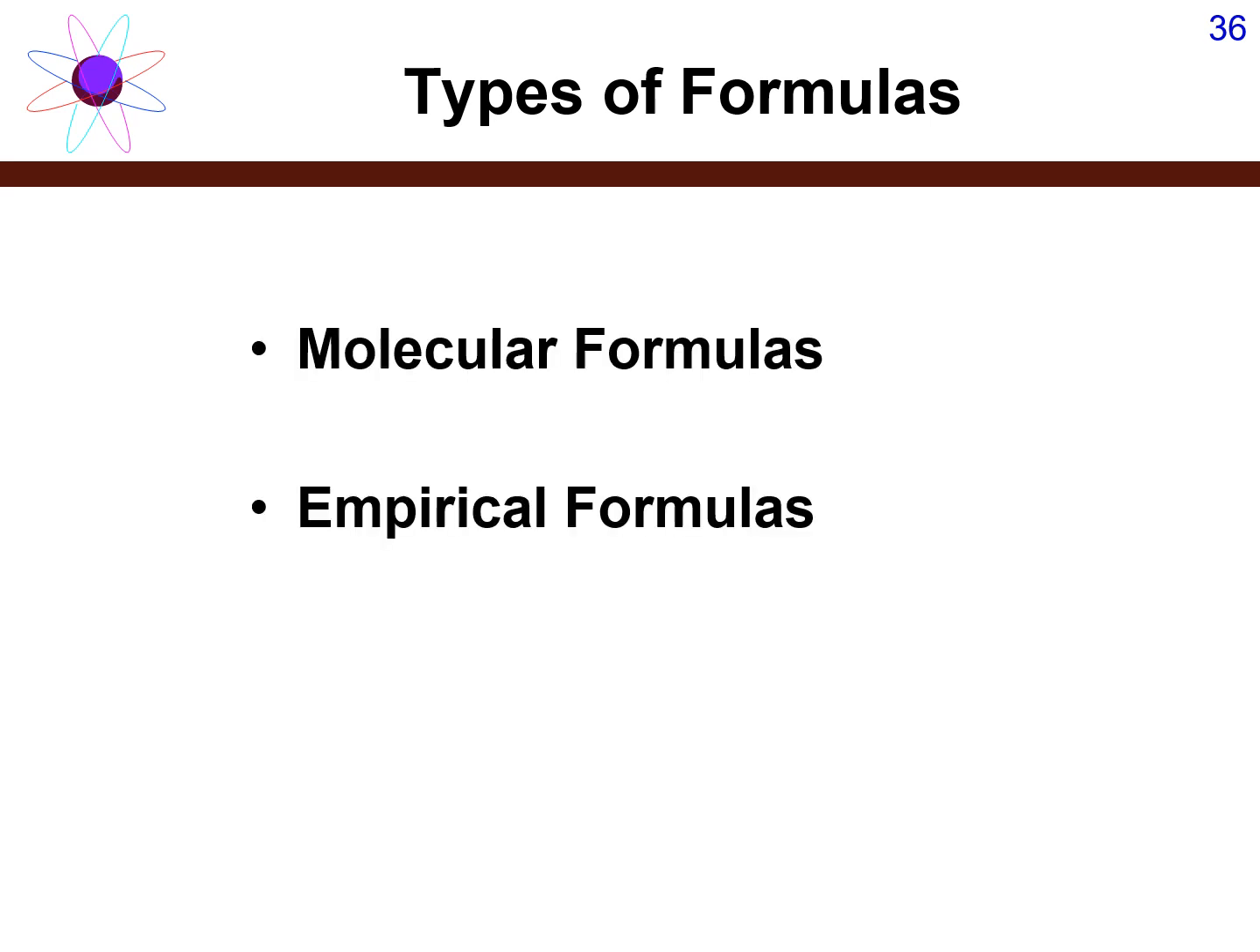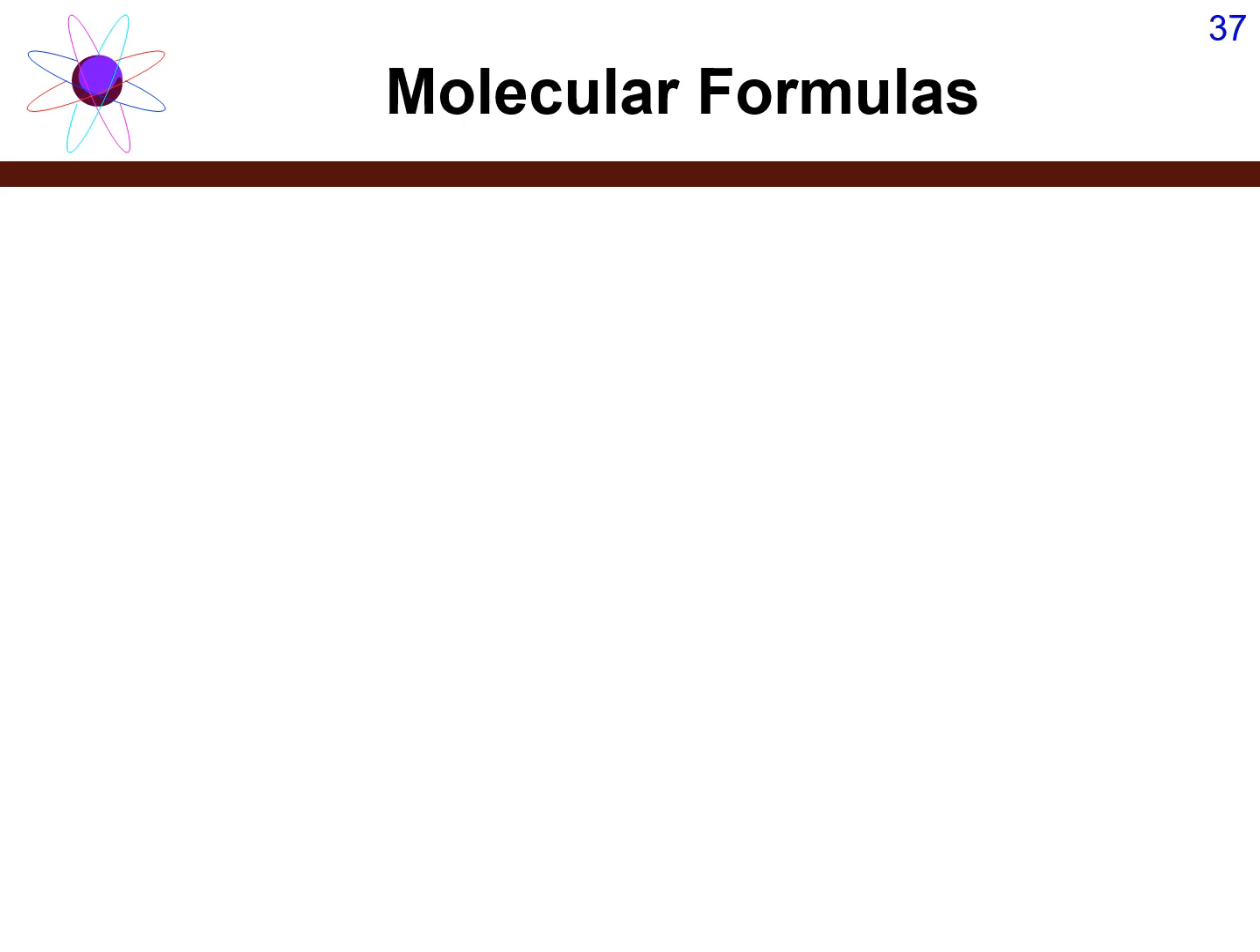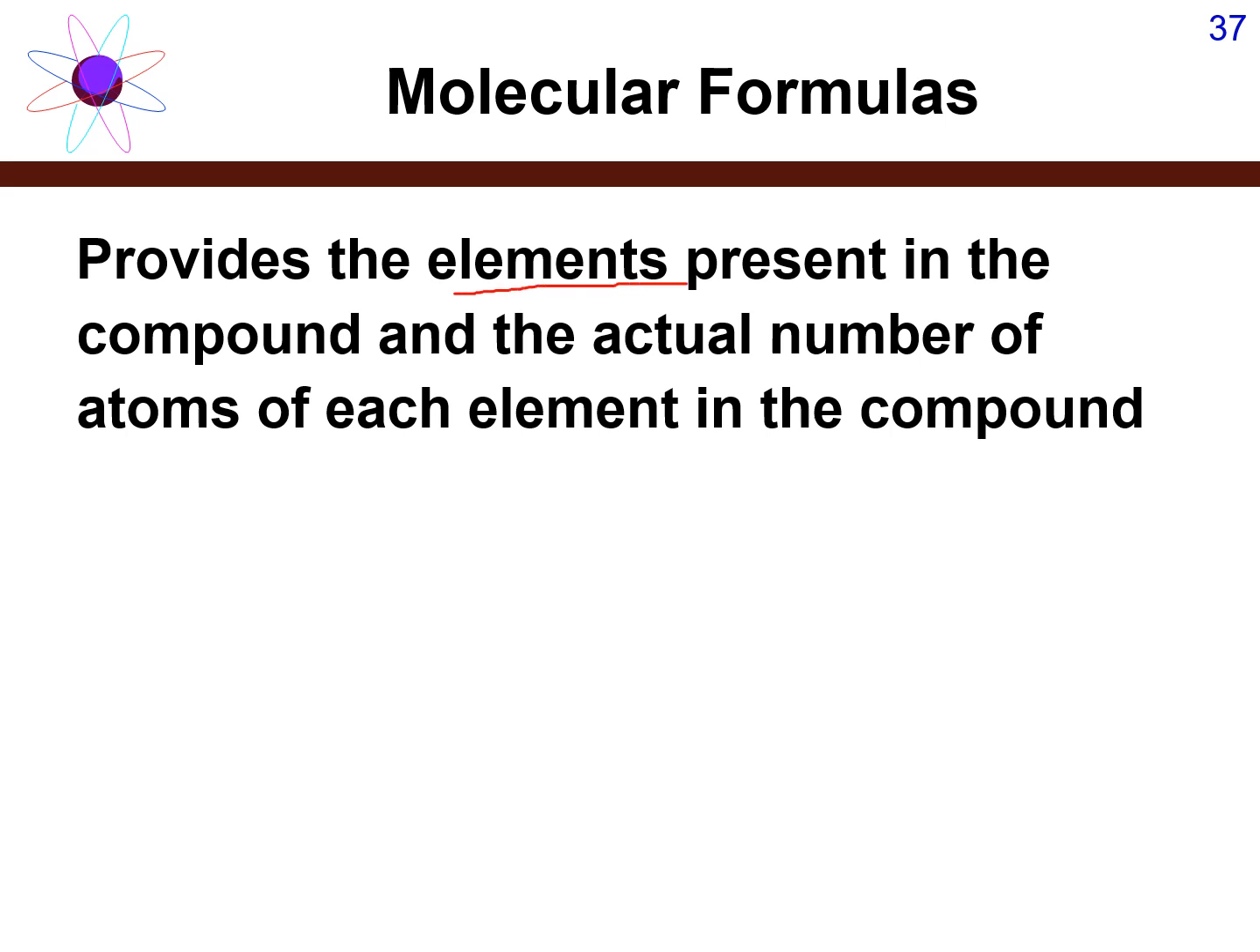Okay, now we're going to discuss types of formulas. We have molecular formulas, empirical formulas, and structural formulas, and they vary with respect to how much information they tell us about a certain compound. Remember, compounds form when more than one type of element comes together to form a group that are bound to each other. A molecular formula will tell you what elements are there, and it tells you the actual number of each of those elements in the compound.